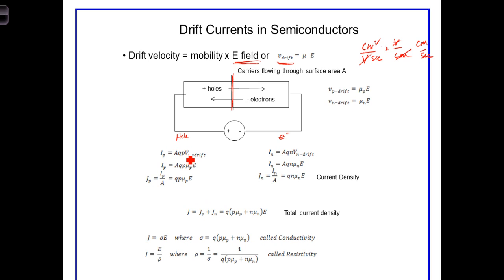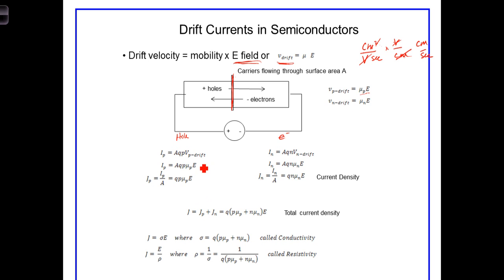This is the charge density, so in this case it's the number of holes per cubic centimeter, times the charge, which is coulombs per, in this case, hole, times the cross-sectional area, which gives us then coulombs per second, or amps. We can replace the velocity with mu, the charge carrier mobility, times the electric field.